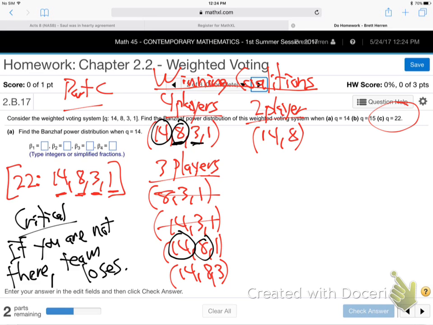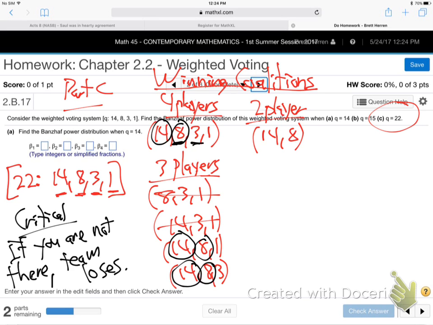Yep, so 8's critical. If 1 doesn't show up, do 14 and 8 lose? No, 14 and 8 have 22. So they don't need the 1. The 1's not critical. Coming down to the next one, if 14 doesn't show up, 8 and 3 lose, yes. If 8 doesn't show up, do 14 and 3 lose? Yes. If 3 doesn't show up, do 14 and 8 lose? No, they win. They have 22. That's exactly what they need. They're okay. 3's not critical.